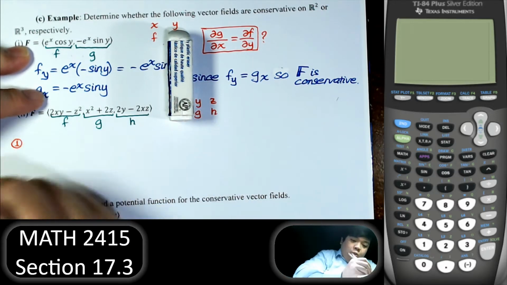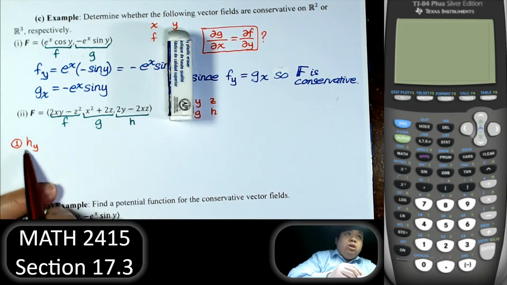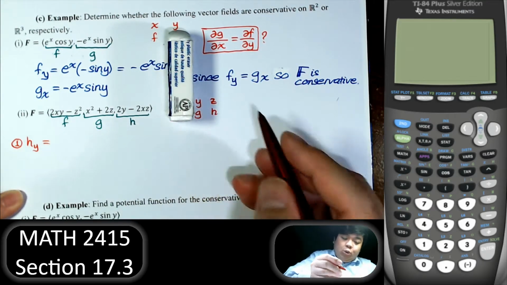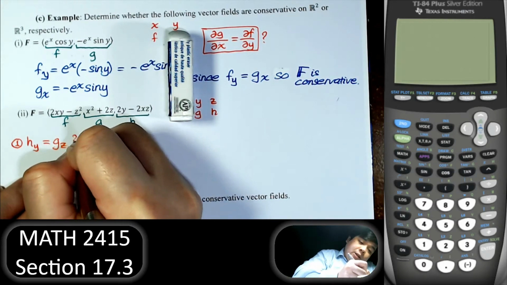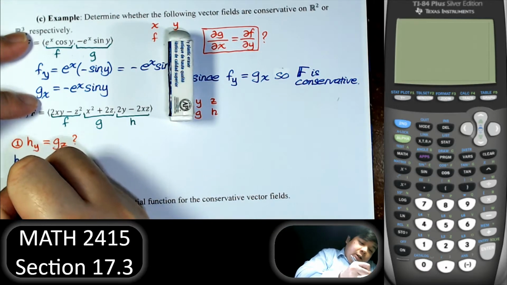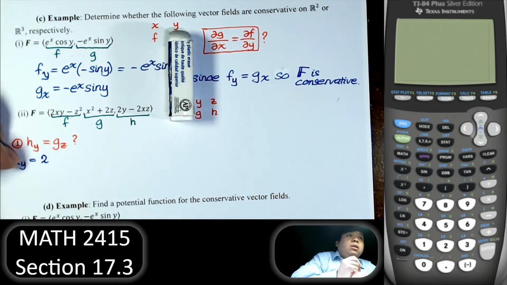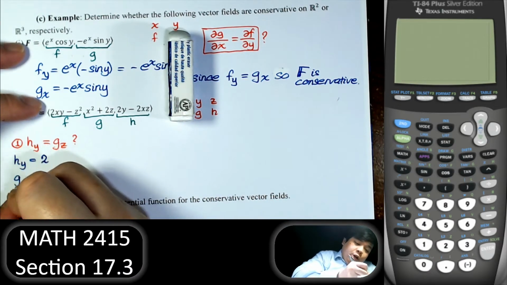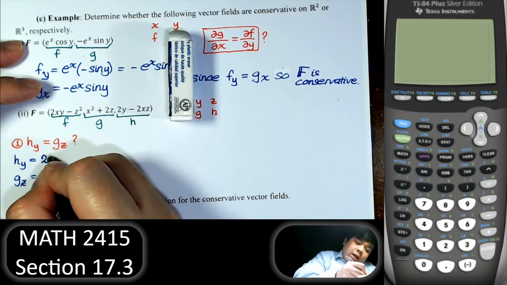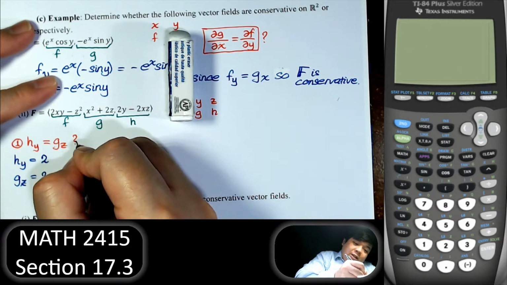derivative of h with respect to y. Instead of writing it like that, I can also write using the subscript. Derivative of h with respect to y, is that the same as derivative of g with respect to z? So that's the first criteria. So derivative of h with respect to y is 2. And derivative of g with respect to z, that is also 2. And they are equal. So yes, that one's good.